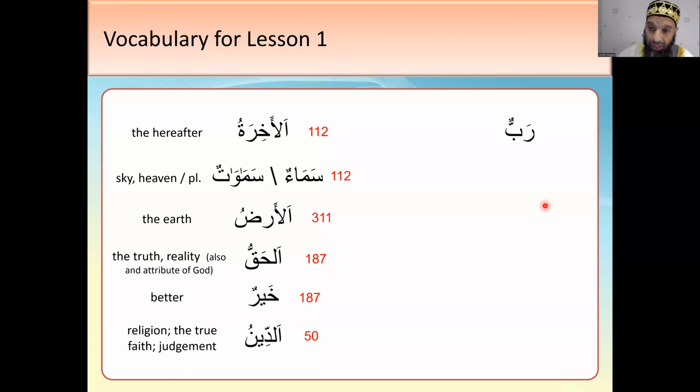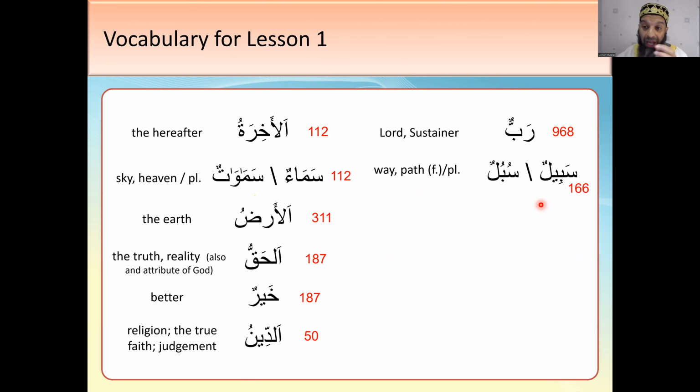Rabbun, Rabbana atina, Rabbana ighfir lana, Rabbi ja'alni. Lord. 968. So it's kind of talking about 1,000 times in the Quran the word Rabb comes in. It's different sort of, like it might be Rabbuka, Rabbana, but Rabb, yeah, that is used nearly 1,000 times, approximately 1,000 times. Sabilun, and the plural is subulun. Excellent, right? A path and paths.